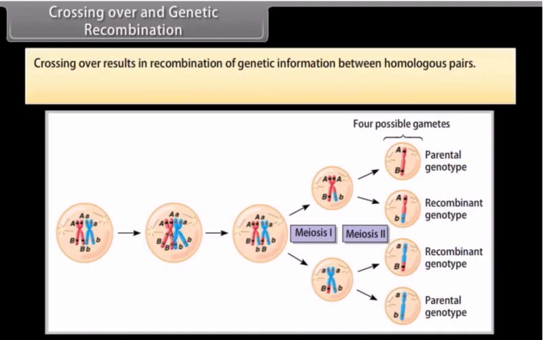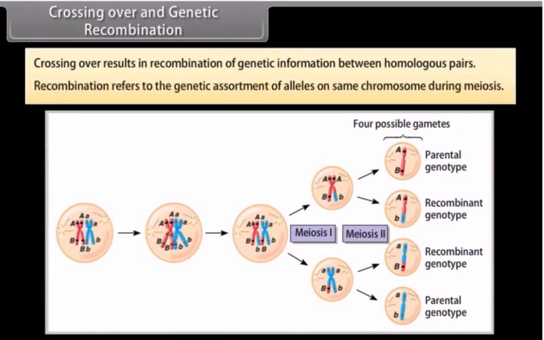Crossing over and genetic recombination. Crossing over results in recombination of genetic information between homologous pairs. Recombination refers to the genetic assortment of alleles on the same chromosome during meiosis.